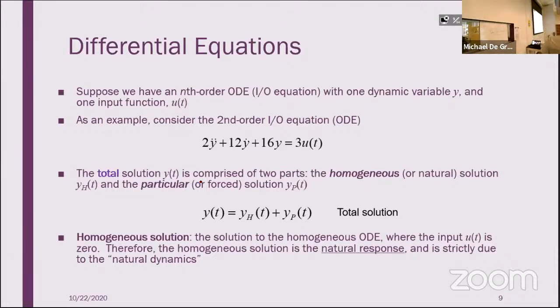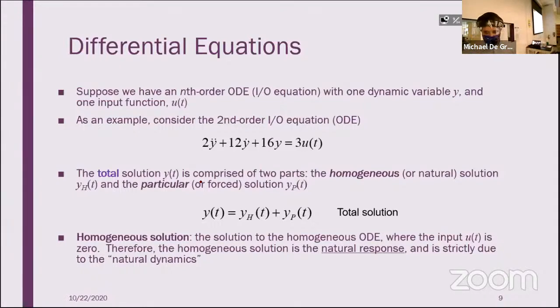From differential equations, I hope that this sounds familiar, but you can create a total solution, which we will call y of t, and that is comprised of two parts. This is the homogeneous and the particular solution, right? So the total solution y of t is equal to the homogeneous solution y sub h of t plus the particular solution y sub p of t. So you need both the homogeneous and the particular solution to get the total solution, okay?